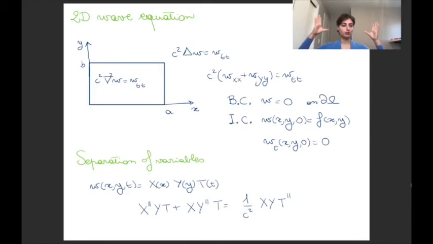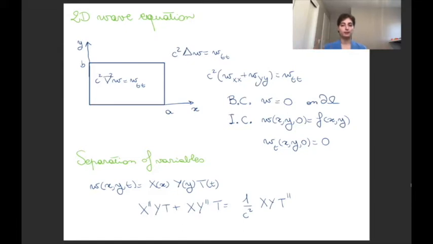We have a rectangle, 0 to a times 0 to b. And in this rectangle, we want to satisfy the wave equation: c squared times nabla squared w equals the second derivative in time of w. We can write it in multiple ways. We can write it with nabla squared, with delta, or as the sum of the second derivative with respect to x plus the second derivative with respect to y applied to w. Either way, they're all equivalent ways of writing the wave equation.